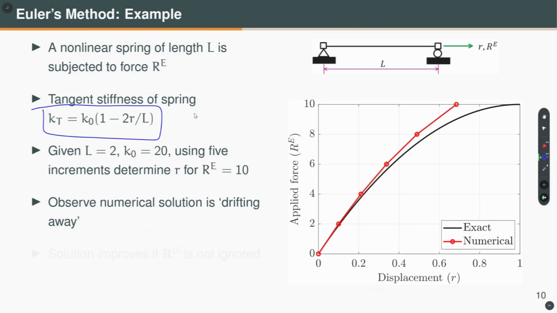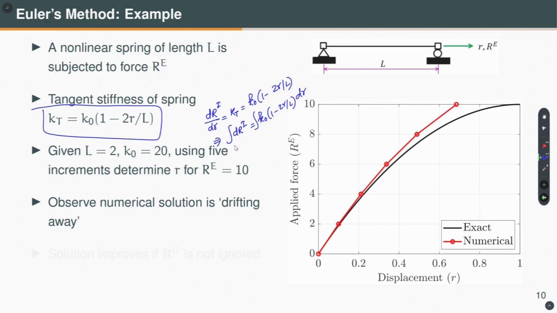This is a 1 degree of freedom problem. So, we can write the derivative of the internal resisting force vector with respect to the displacement as my tangent stiffness, which is equal to K0 into 1 minus 2r by L. Now if I integrate this, dRi is equal to K0 into 1 minus 2r by L dr.